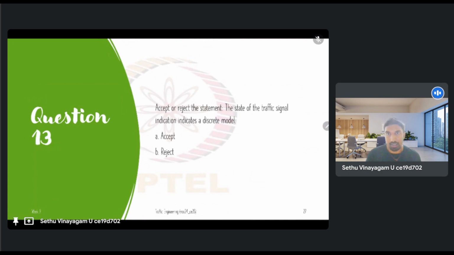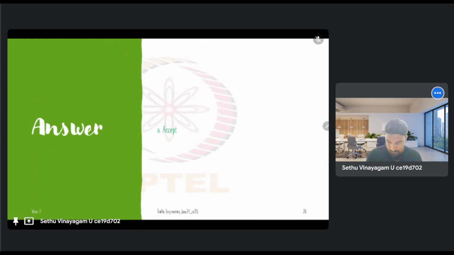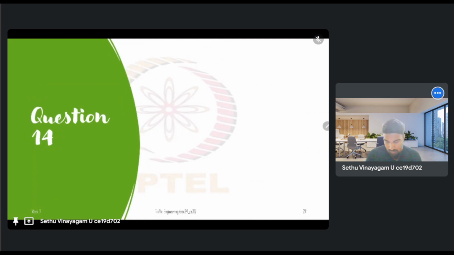So the traffic signal can be simulated as a discrete model, because for a given period, when the traffic indication is a particular value, when it is red, there is not going to be any movement. When it is green, the vehicles are going to move. So in that period the state is going to be in a particular value. Therefore, signal is an example of a discrete model. Therefore we accept this given statement. Question number 14.